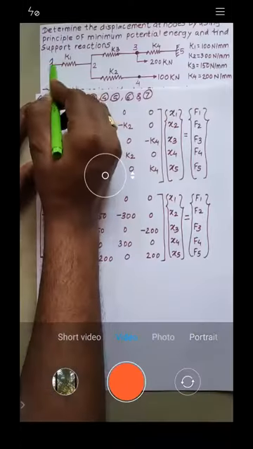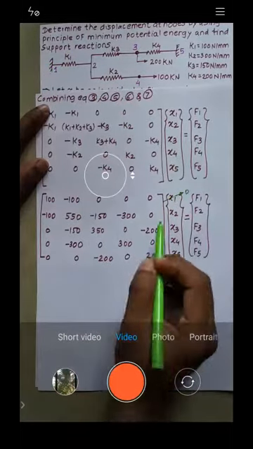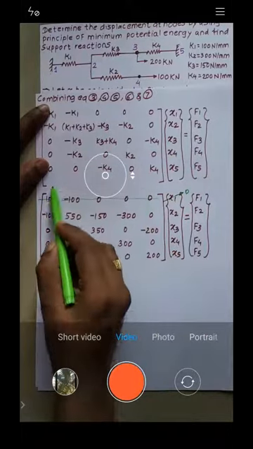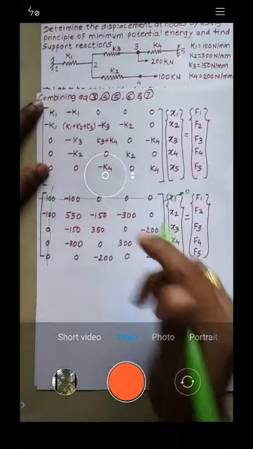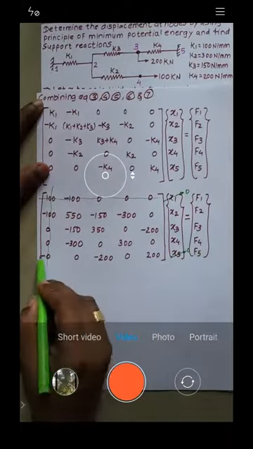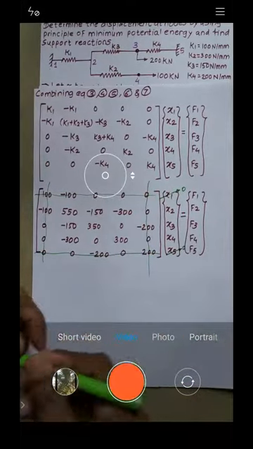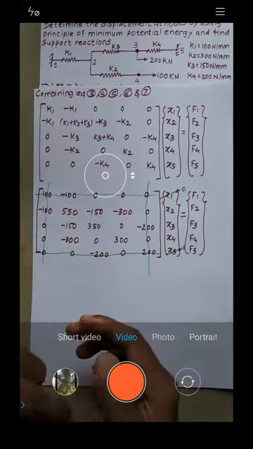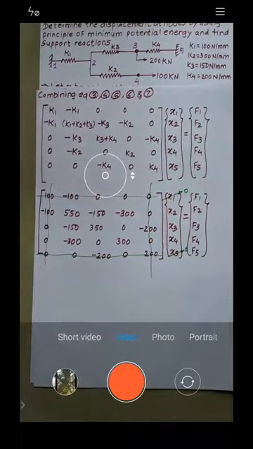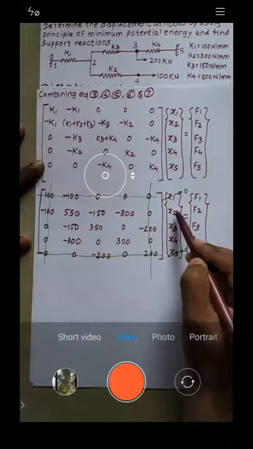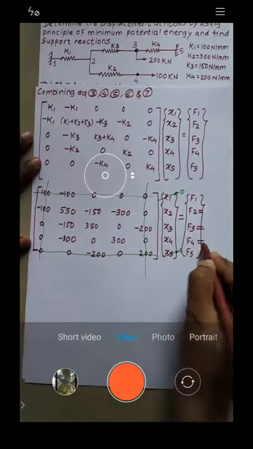If you can see, node 1 is fixed. That means displacement at node 1 is 0, so U1 is 0. Then the first row and first column get cancelled. Similarly, node 5 is fixed, so displacement at node 5 is 0, and the fifth row and fifth column get cancelled. So what is remaining now? You have 3 equations with the unknowns x2, x3, and x4. You need to solve these 3 simultaneous equations, provided you know f2, f3, and f4. These values should be known.